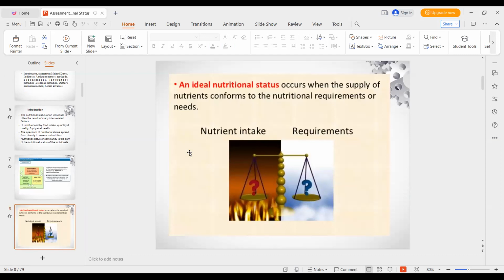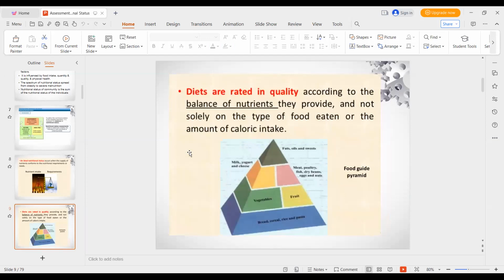An ideal nutritional status occurs when the supply of nutrients conforms to the nutritional requirements or needs. This is the balance of nutritional intake and the requirements. Diets are rated in quality according to the balance of nutrients they provide and not solely on the type of food eaten or the amount of caloric intake.